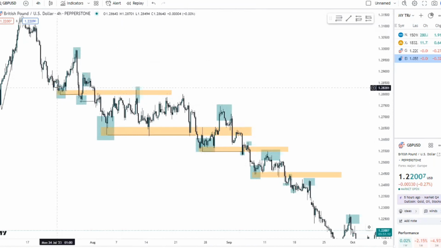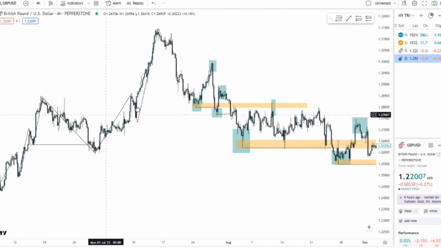All right. So now this is the support level that price did what? Broke through, retested. Price broke through this zone. Retested over here. Broke through, retested. Okay. So now let us look at it from the uptrend perspective.